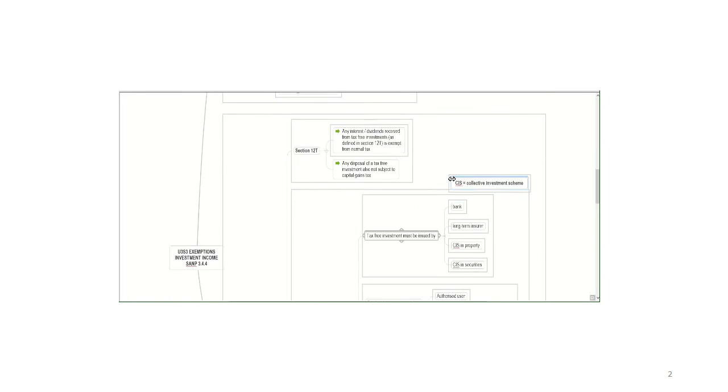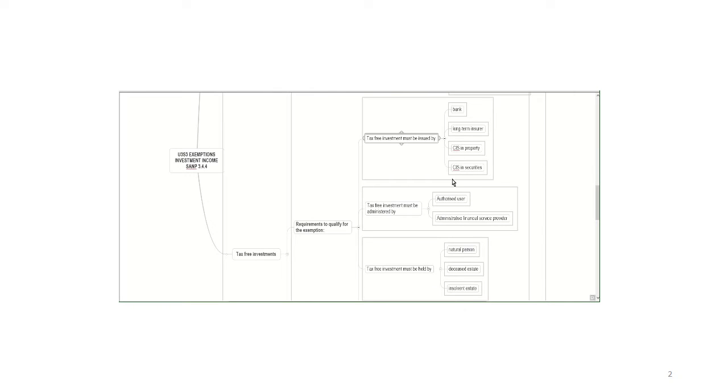It also has additional tax benefits. If you dispose of a tax-free investment, for example, there's no capital gains tax, and there's also no dividends tax. But the important thing is it must be interest or dividends received from a tax-free investment. Now, you can have a look at what are the requirements to qualify for the exemption. You can read through that.